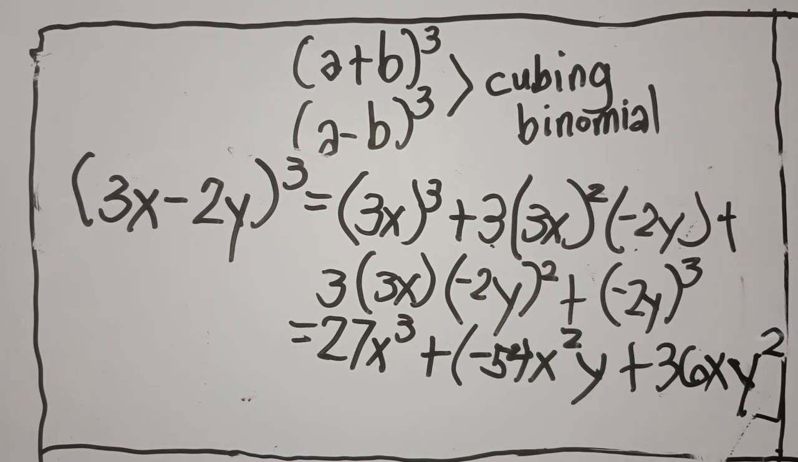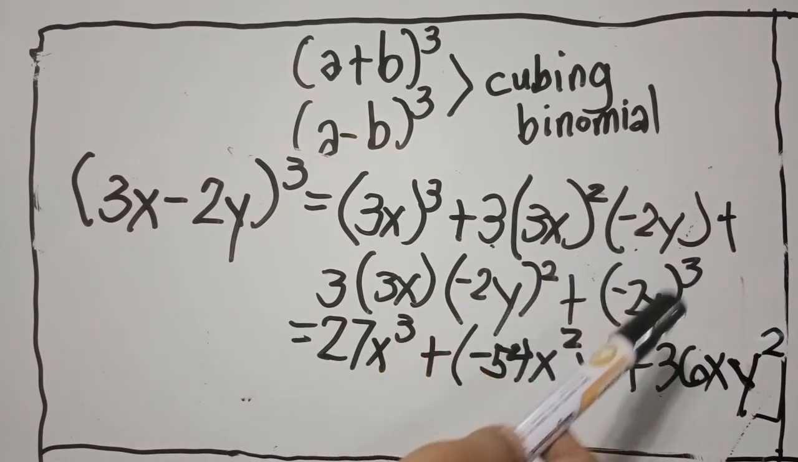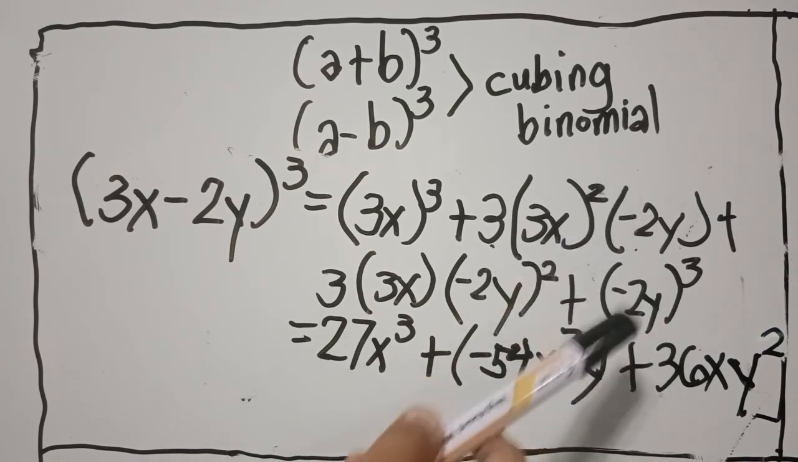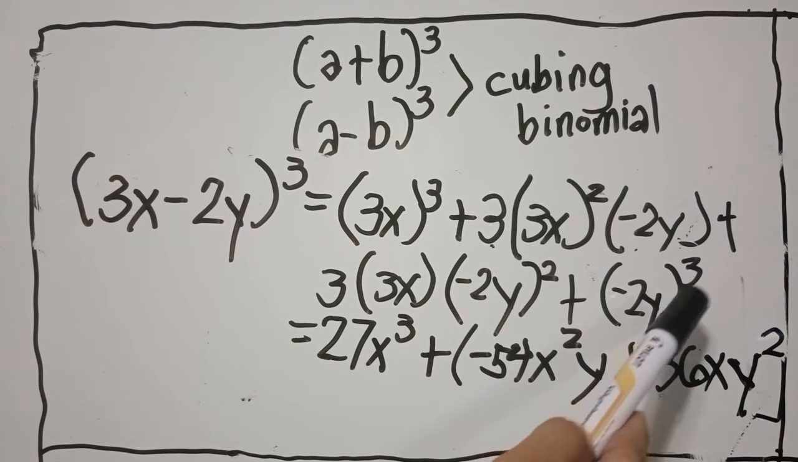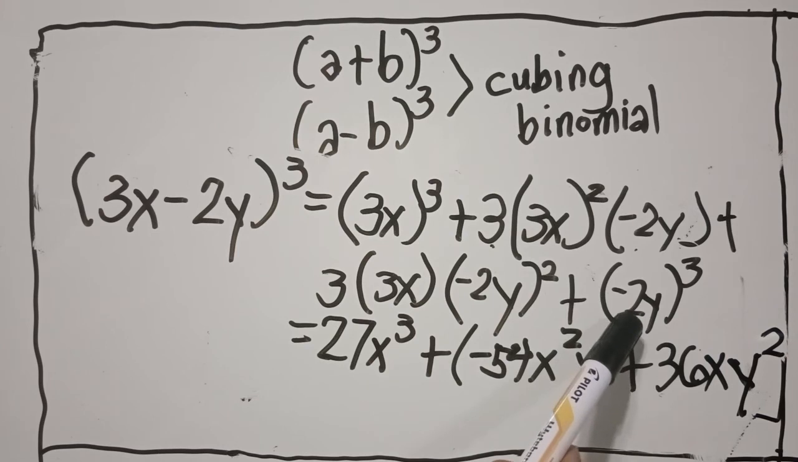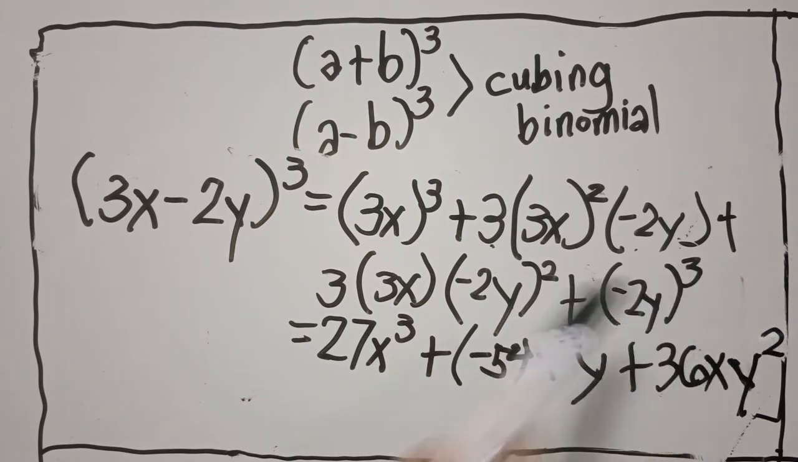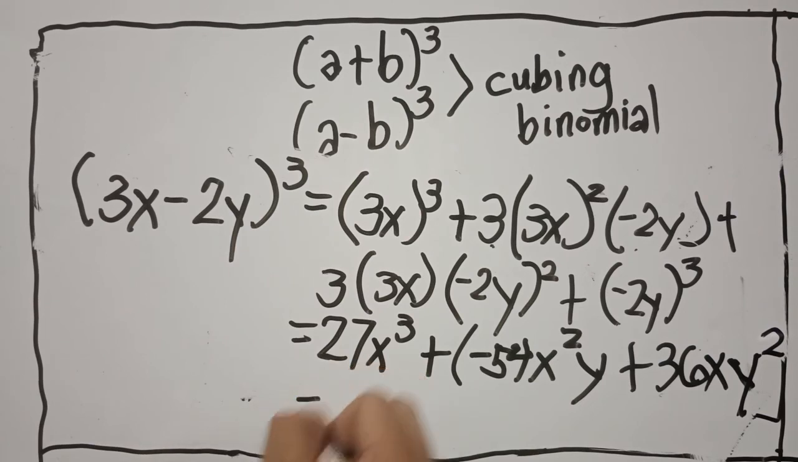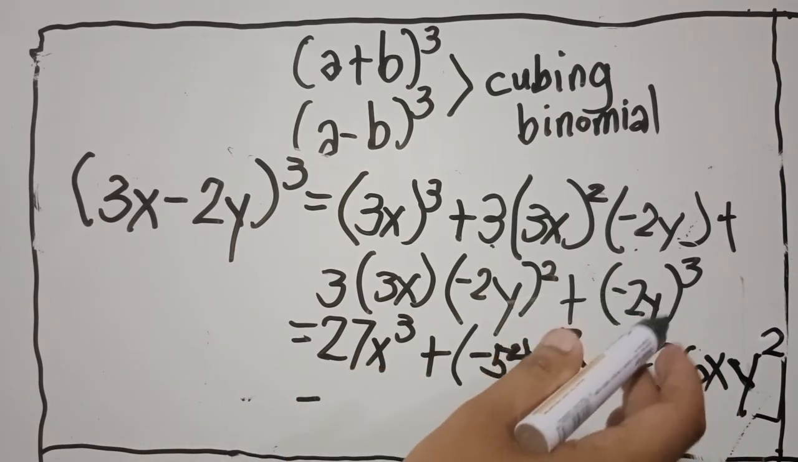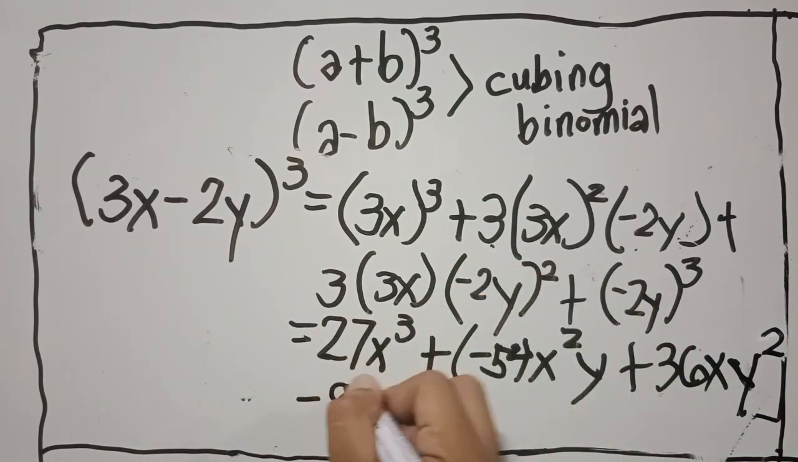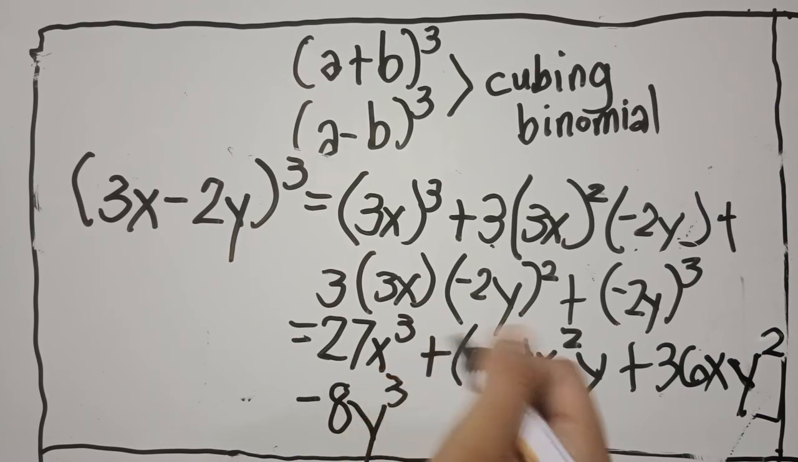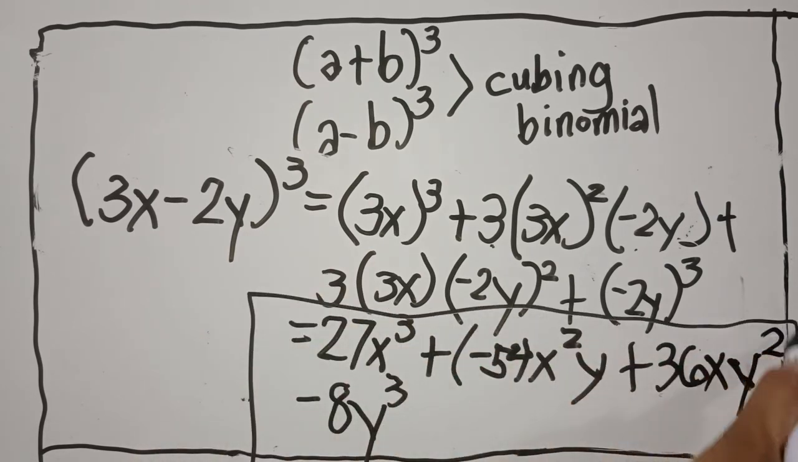Remember that when we raise a negative number to an exponent, the result will be positive if and only if the exponent is even. But if the exponent is odd, the result will be negative. So the result of this will be negative. So let's automatically put here minus. 2 cubed is 2 times 2 is 4, times 2 is 8. So that's 8, then y cubed is y cubed.